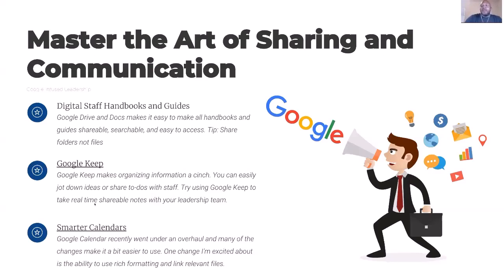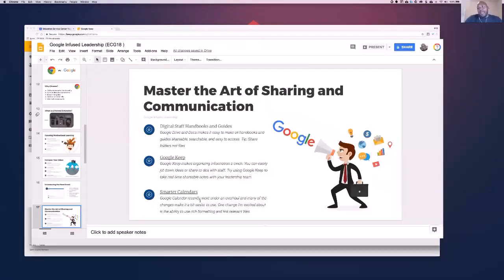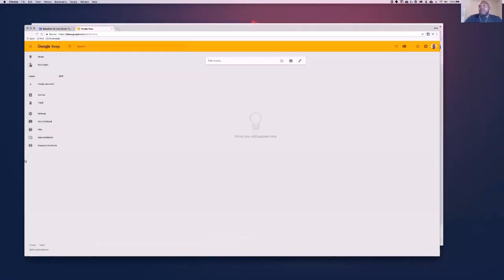So the next one I'm going to talk about here is Google Keep, which is a great application. It is a mobile app that you can download, but it also is something that you can use inside of your browser. So I'm going to step out really quickly, and I'm going to show you Google Keep and Google Calendar. These are two applications that are available inside of G Suite that have been great for me to use as I've worked with my staff in a variety of different roles.